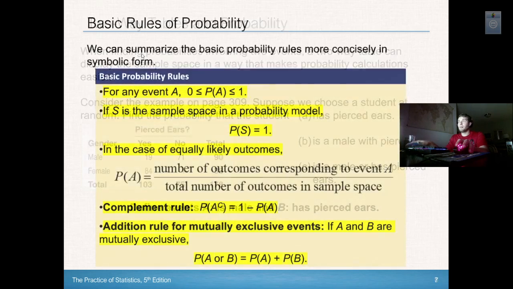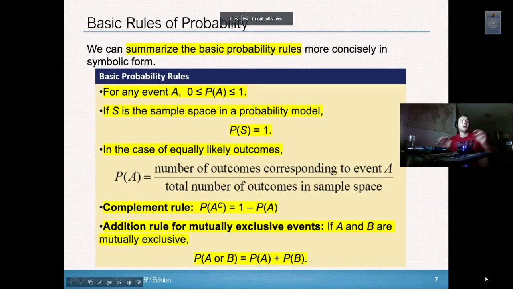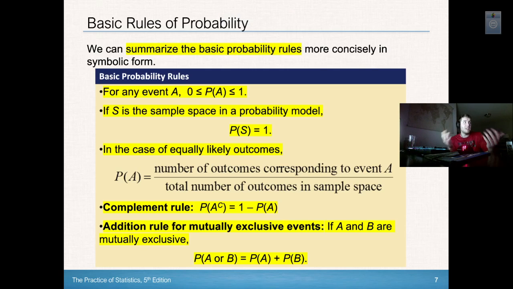So at the top, you can write, see up here where it says summarize? So you can say summarize the basic probability rules right there. Okay, that can be sort of the title on here. And we have these rules that we're gonna look at. So this is the same as bullet point. Remember, any event has to be between 0 and 1, and it can equal 0 or 1. So that's why we have the less than or equal to, greater than or equal to symbols here for any event. Next bullet point, if S is the sample space, then in a probability model, probability of that happening is 1. That means all the probabilities have to add up to 1. Okay?